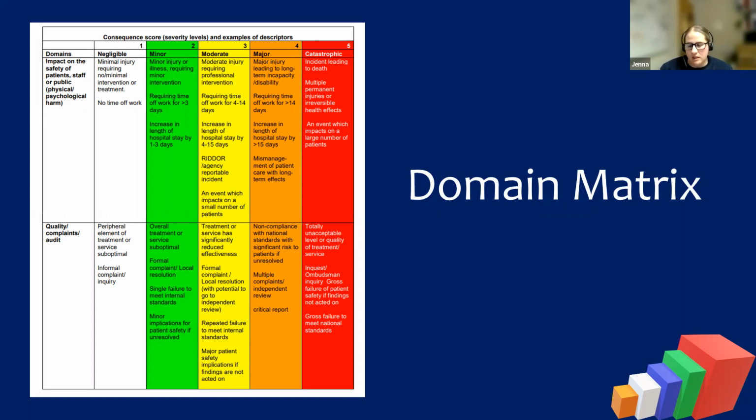When we look at the consequences, it is a numerical score by considering the severity of the risk on the scale of negligible, which is a 1, to catastrophic. If we look at negligible, it might be that there's no or minimal intervention that needs to be done, and if it was a staff member, they don't have any time off work. If we go to the other end of the scale, catastrophic is an incident that's likely to lead to death or have permanent irreversible effects, and the event impacts a large number of people.